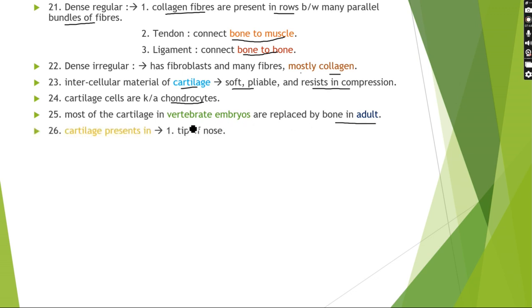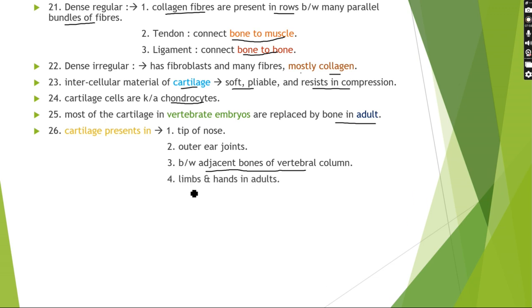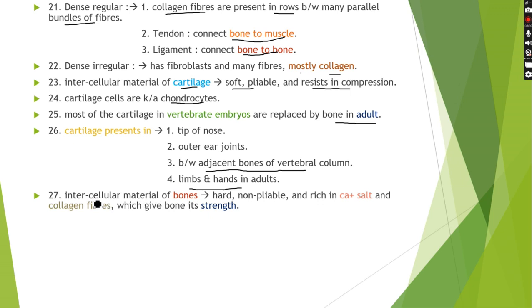Okay. Then cartilage present कहाँ कहाँ है? Tip of the nose, then outer ear joint. Okay. Then between the adjacent bone of the vertebral column, and then limbs and hands in adult. Okay. Then intercellular material of the bones. क्या है? Hard, non-pliable, and rich in calcium, salt, and the collagen fiber. Okay. Which give bone its strength.